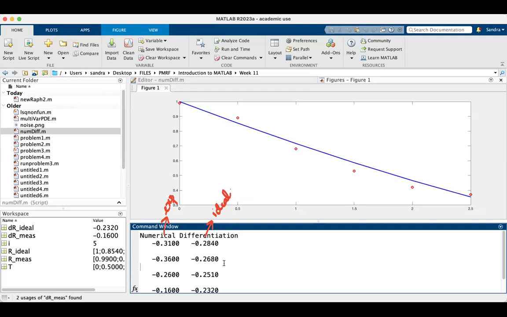Okay. And here you can see the first value, at this point. Okay, R ideal. So basically what we're trying to do using differentiation is find the slope at this point. If you're finding it using R ideal, this is the slope. It will be the blue line, right? This will be the slope when we're finding it using the ideal value.